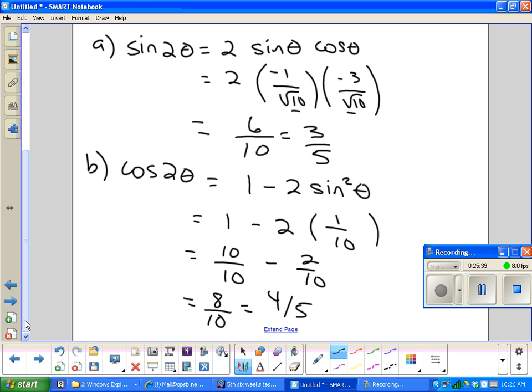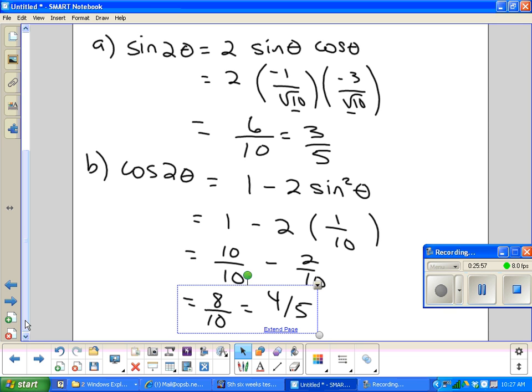All right, and I'm not even going to write down the tangent. Let's just say the tangent is going to be 3/4. It's the sine over the cosine, 3/5 over 4/5.